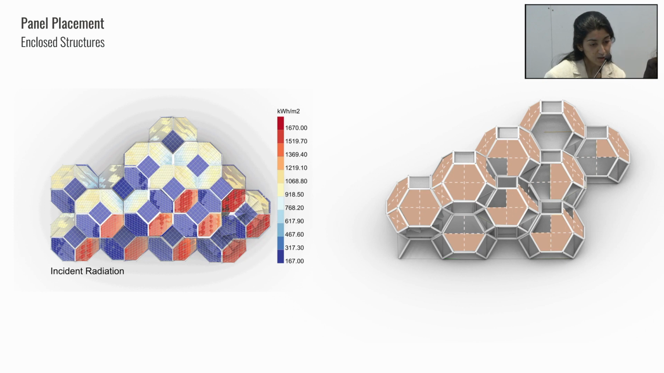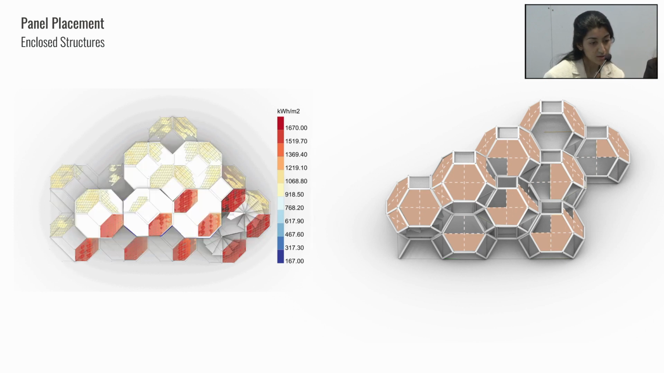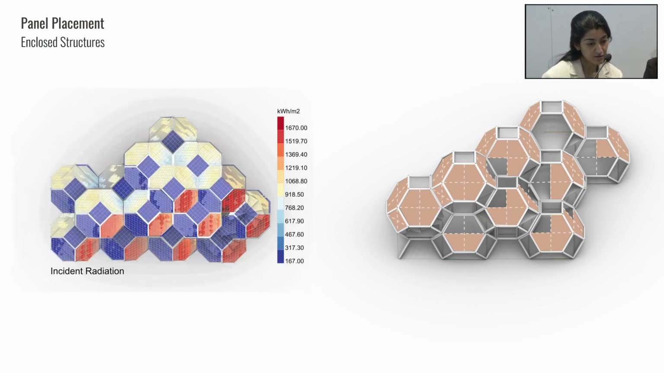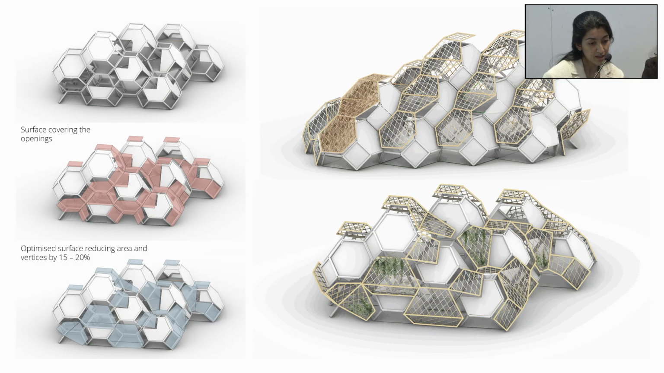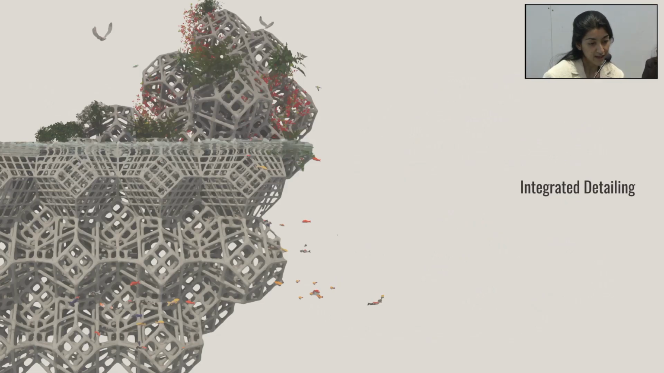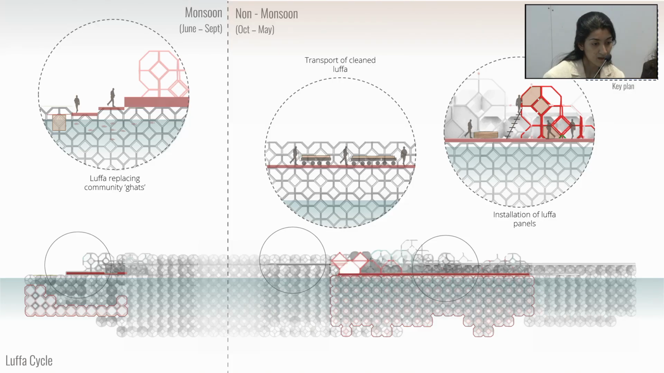For the enclosed typology, solid walls were installed only in the areas of high radiation range. And for the openings, a double skin was considered where a bamboo trellis framework would be applied. After defining the different module typologies, we looked at how one module system would interlink with another. The seasons were broadly divided into monsoon and non-monsoon periods.